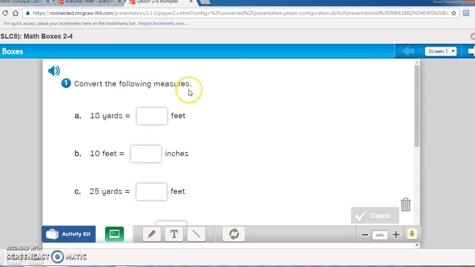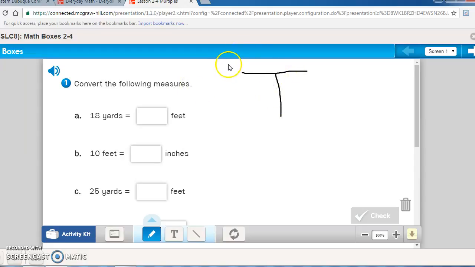Convert the following measures. 18 yards equals how many feet? First, you've got to figure out and make a T-chart similar to the one we made before. Put yards on one side, feet on the other. Try to start with the number 1.